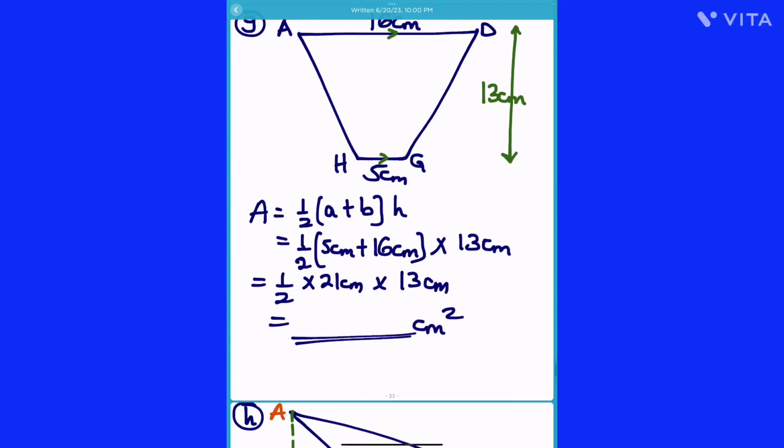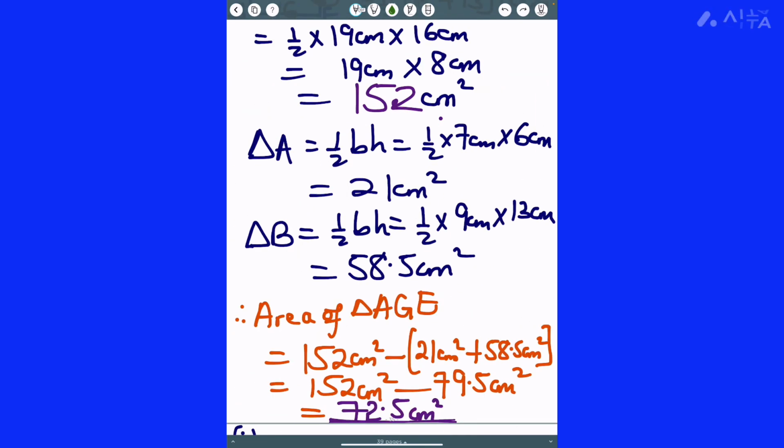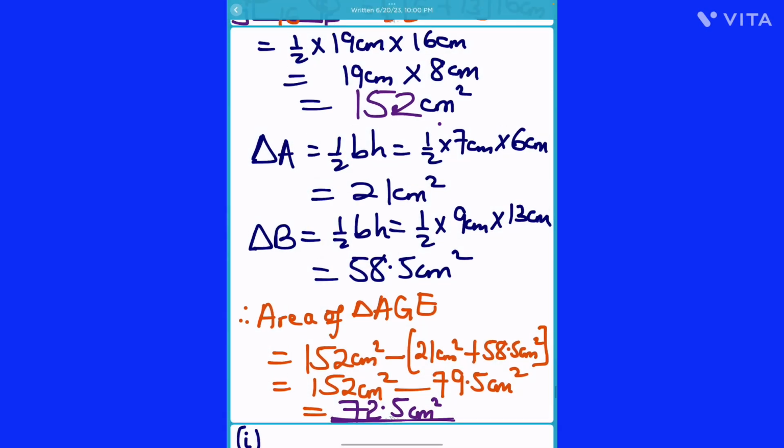I'm going to scroll back down. The area of my trapezium will be half (a plus b) times h. That's what? Half times 6 plus 13 times 16. So that gives me what? I've drawn the trapezium here. You can see and check it again. Use that to keep an eye on it. You understand what I'm saying?